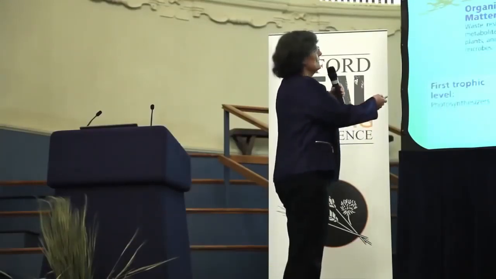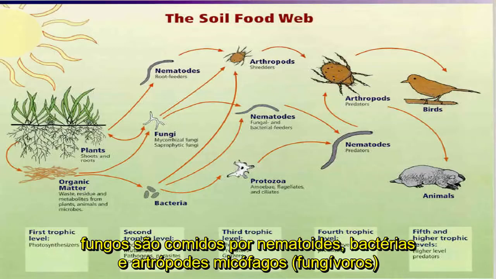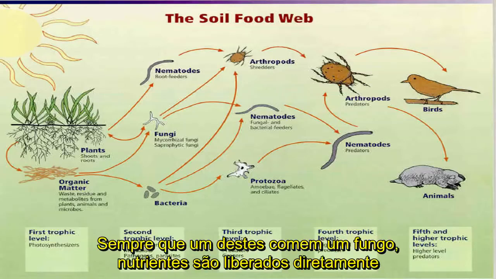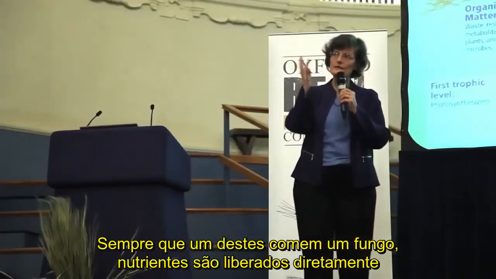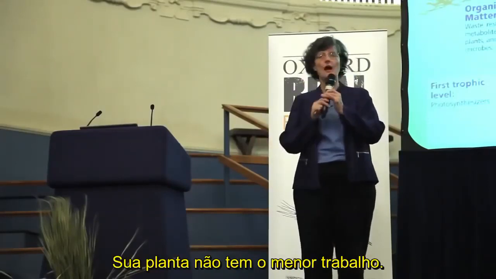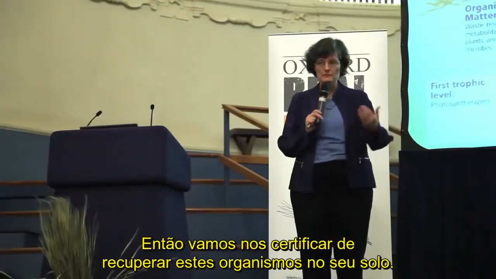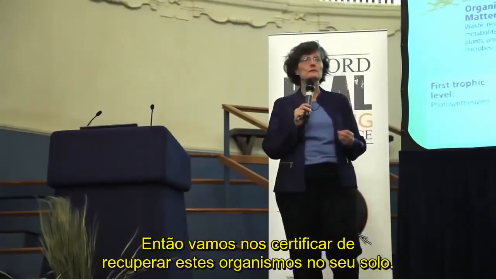When we're talking about fungi immobilizing nutrients, fungi are eaten by fungal-feeding nematodes and by fungal-feeding microarthropods. Whenever one of these guys eats one of those guys, nutrients are released right at the surface of the root system. Your plant doesn't have to work at all. It's got all the nutrients it needs. So let's make certain we get these organisms back into your soil.